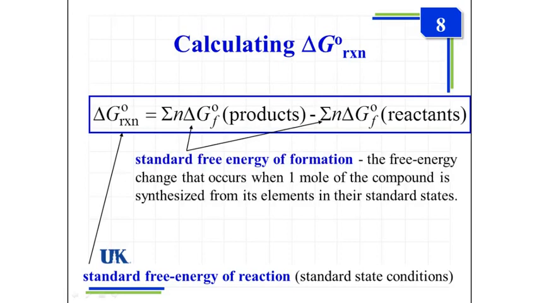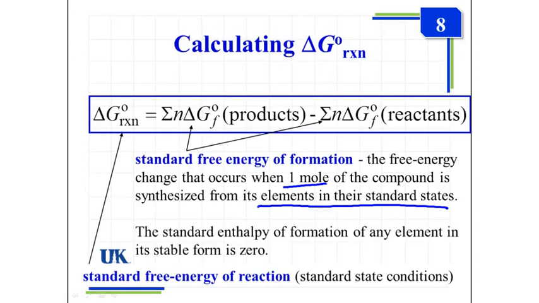Now, the definition is very similar to the delta H of formation, but it's the free energy change that occurs when 1 mole of the compound is formed. So it's going to be a product, and it's formed from the elements in their standard states. So that's the definition. And if you recall back to delta H's of formation, it's a very, very similar definition. Because of this definition, if you have a stable element, to make that element from itself doesn't require any energy, so the delta G of formation of any element is equal to 0.